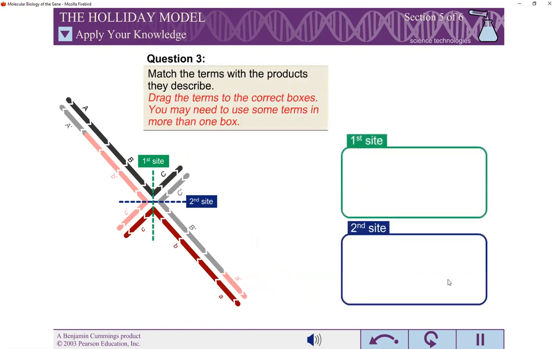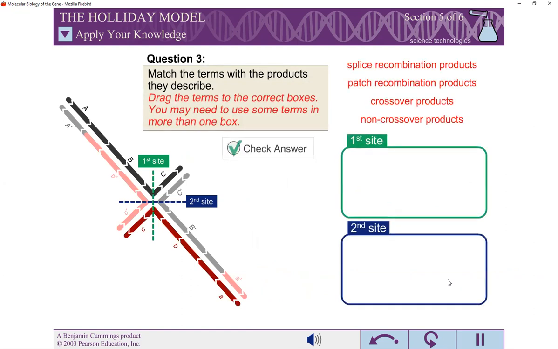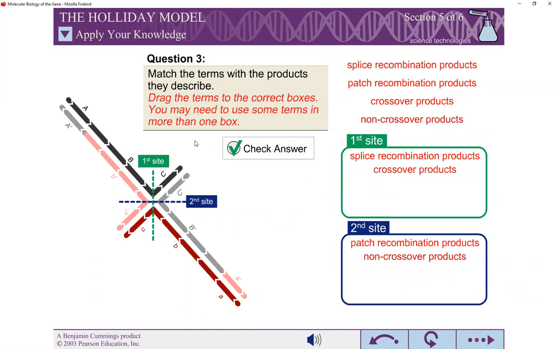Question 3. Match the terms with the products they describe. The second site which is present would be referred to as the patch recombination product. So I'm just taking it and writing patch recombination product. Drag the items to the correct boxes. Okay, splice recombination product is this. Splice always produces crossover products and patch always produces non-crossover products. Correct, so that's in.